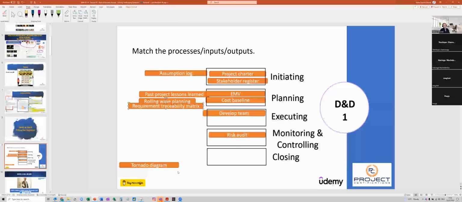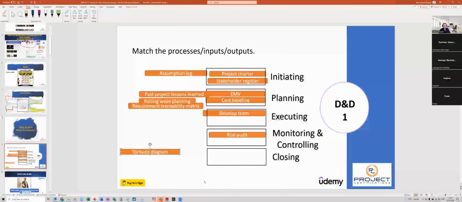And we have the tornado diagram. Now, does anyone know whether the tornado diagram is, let's say, planning or execution? And maybe what is it used for? Okay, we have one for execution. Okay.